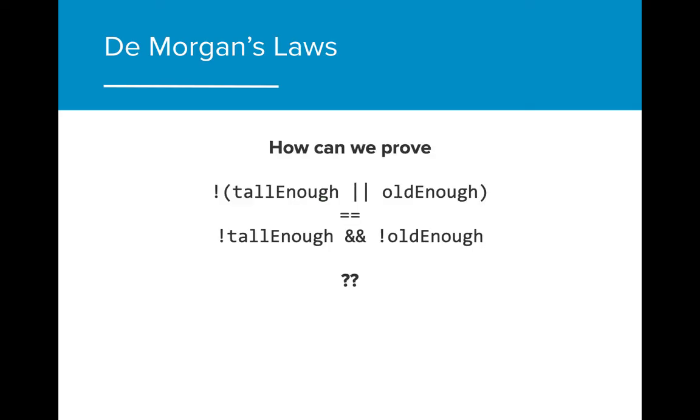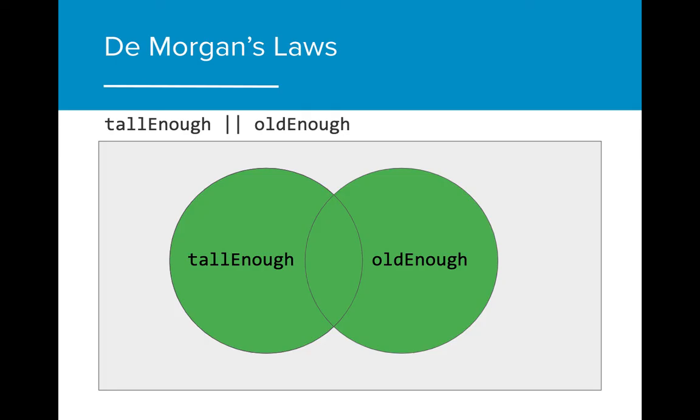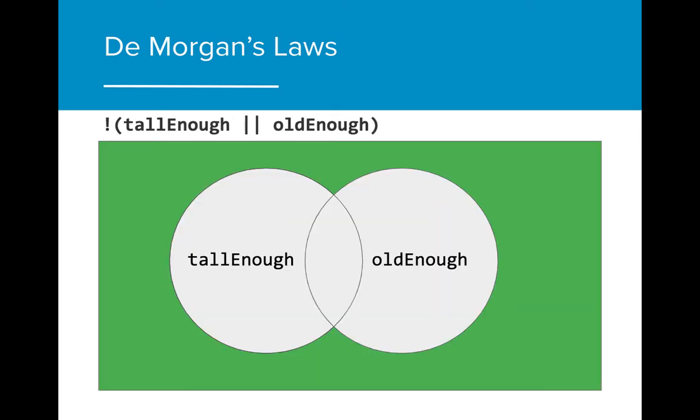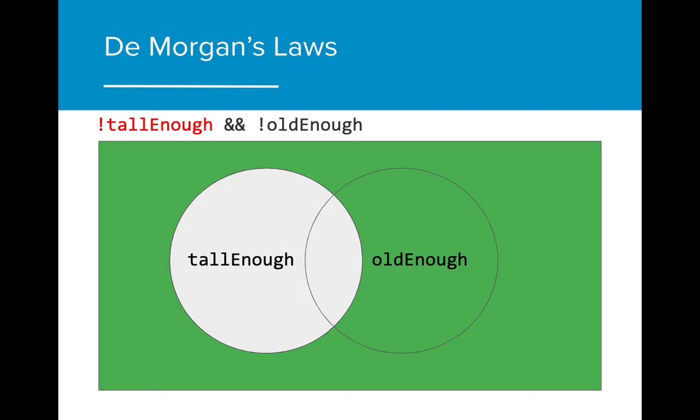How about when we negate the or expression? According to De Morgan's laws, the expression not (tall enough or old enough) is equivalent to not tall enough and not old enough. Here we have all people who are tall enough or old enough. To negate that, we would just take the opposite. This is all the people who are not (tall enough or old enough).